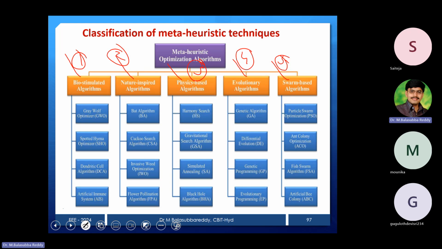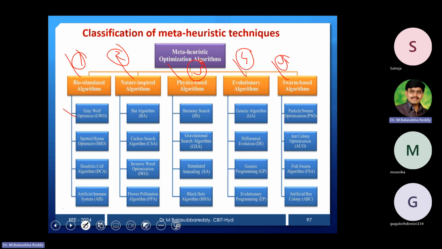These come under grey wolf optimization. Nowadays, in the literature, if we see, the grey wolf optimization algorithm has more papers. So the researchers are using the grey wolf optimization algorithm. Another one is spotted hyena optimization. My paper is also there on spotted hyena optimization.